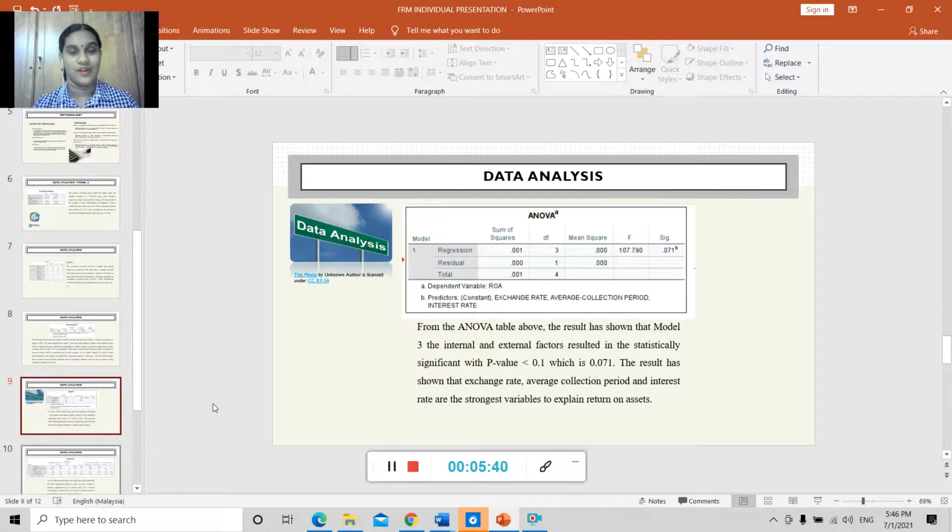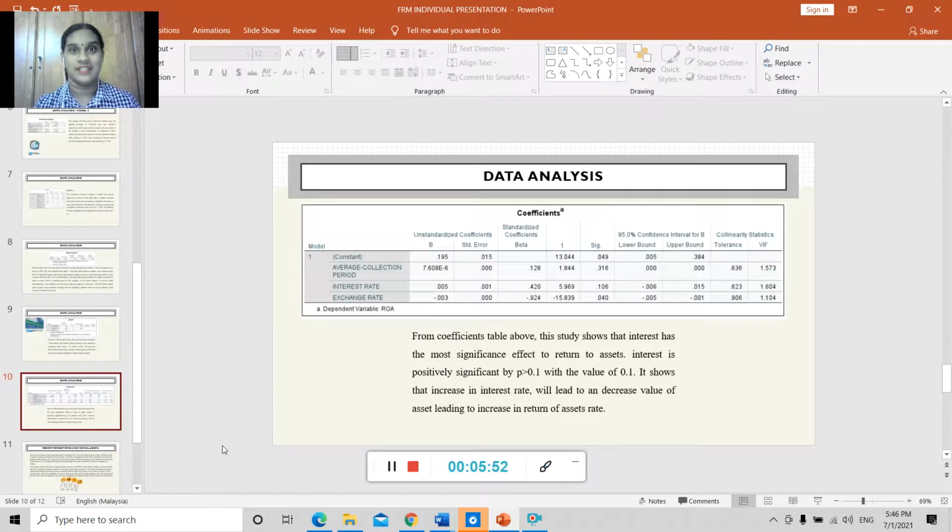And here's the ANOVA. As you can see from the ANOVA table, it has shown that it is significant with a value of 0.071 as the p-value is less than 0.1. And the last table here is the coefficients. From the coefficient table, it can show that interest rate has the most significant effect to return on assets. The interest rate is positively significant because p is equal to 0.1.